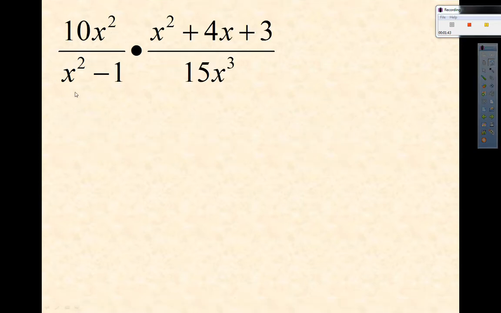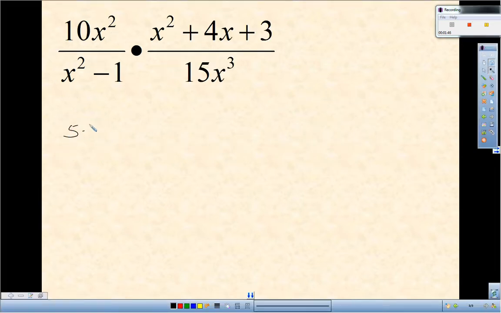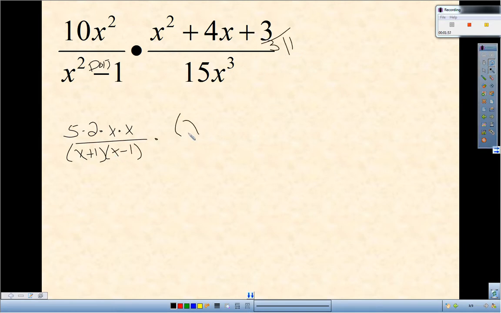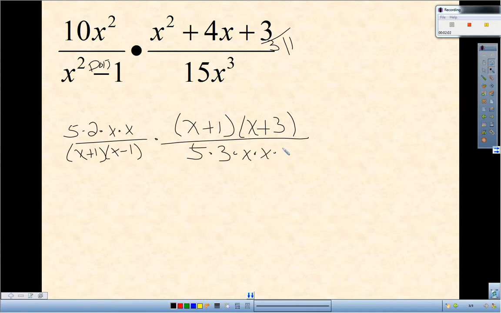Alright, for the next one, in the numerator, I can factor 10 into 5 times 2. I can factor this difference of 2 squares into x plus 1, x minus 1. This is a trinomial, so factors of 3 are 3 and 1, so I'm going to have x plus 1, x plus 3. 15 is 5 times 3 times x times x times x.